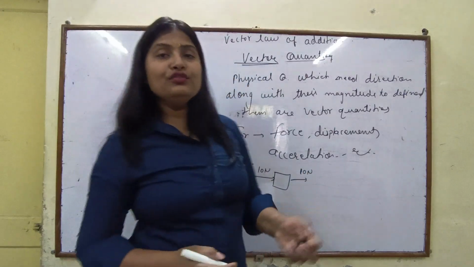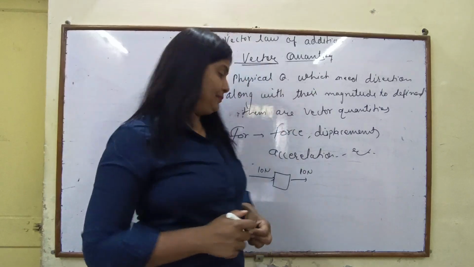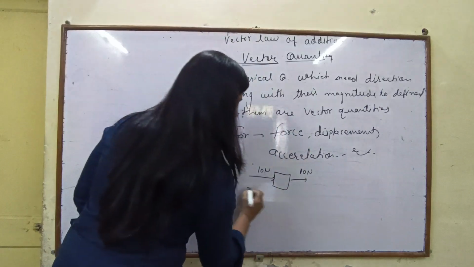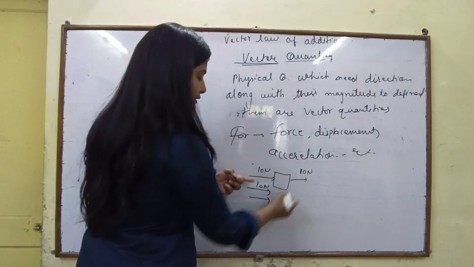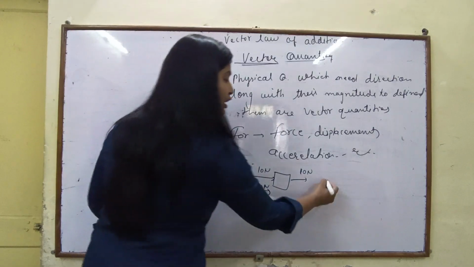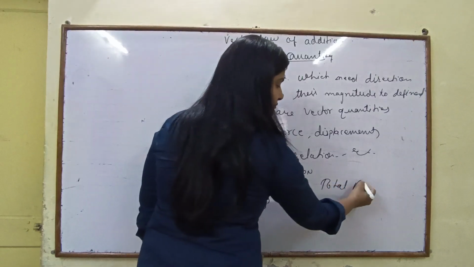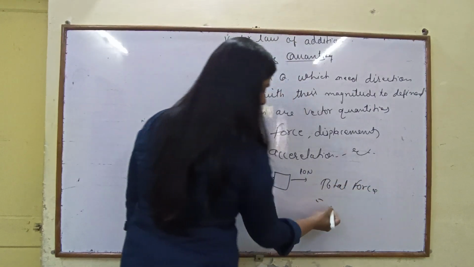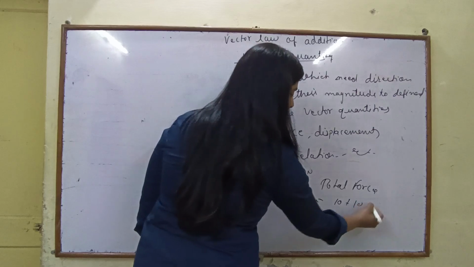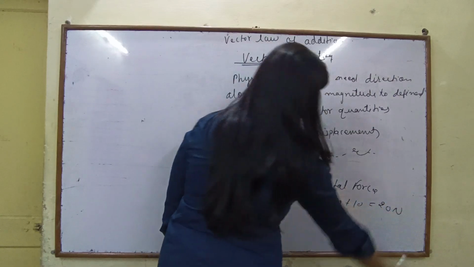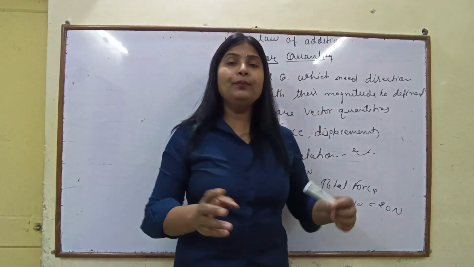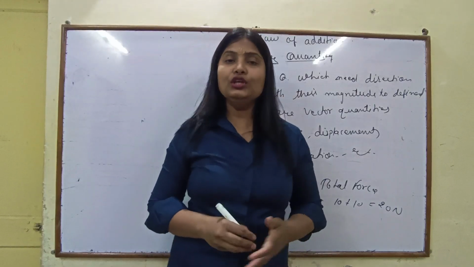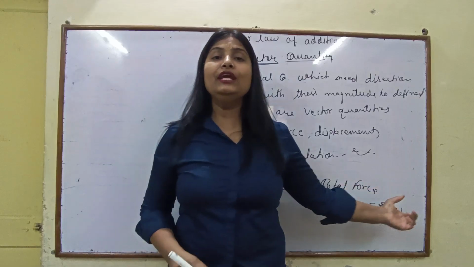But the direction of these forces is the same. Both forces are in the same direction, 10 Newton and another 10 Newton. Then the total force will be 10 plus 10 equals 20 Newton. So according to their direction, because they are both applied in the same direction, the total force will be 20 Newton.